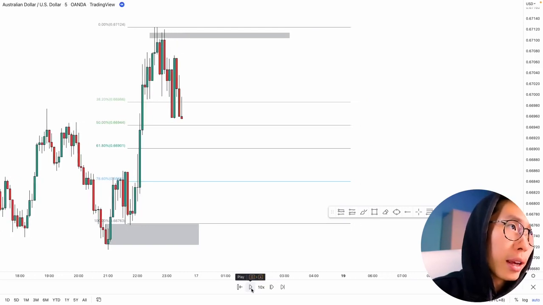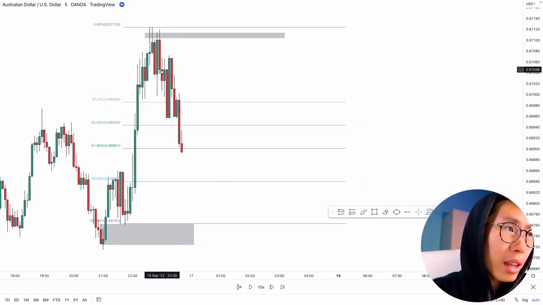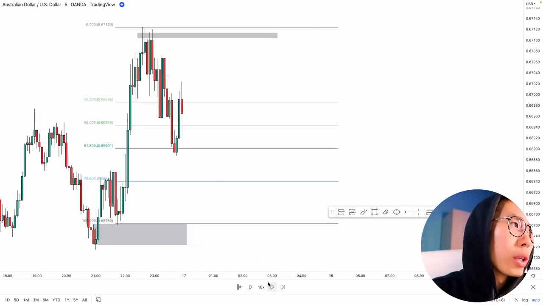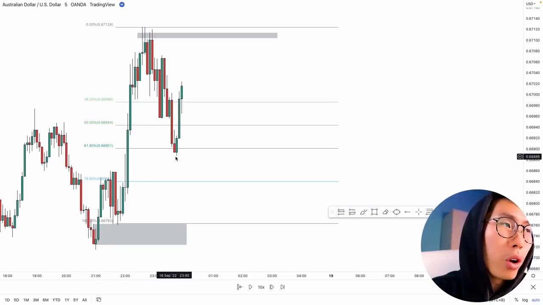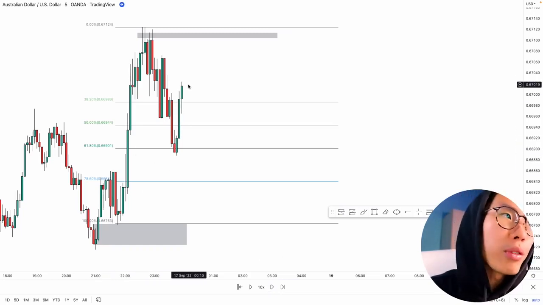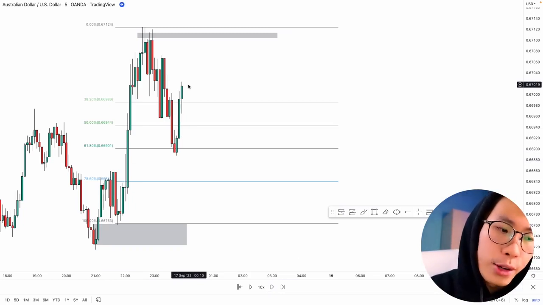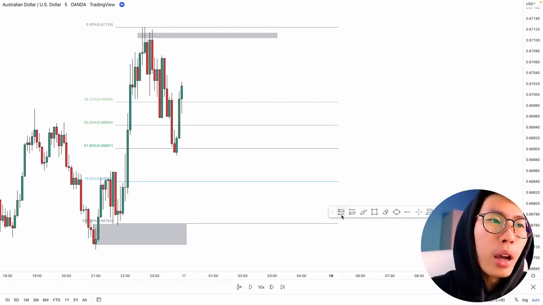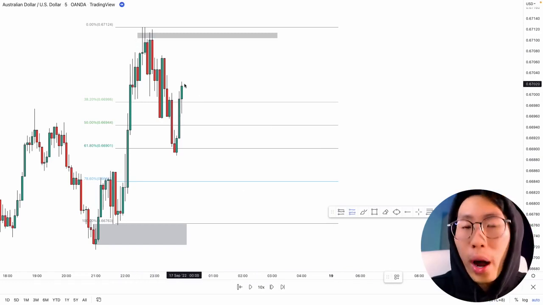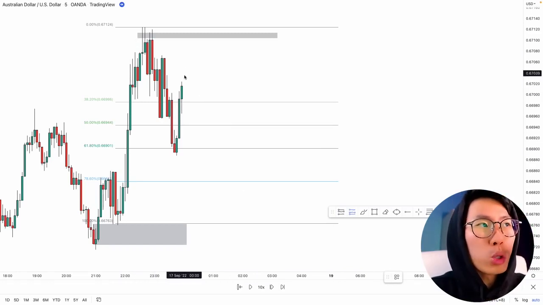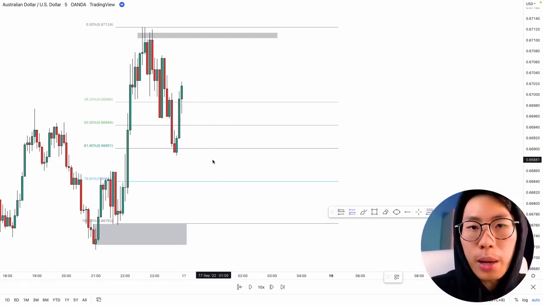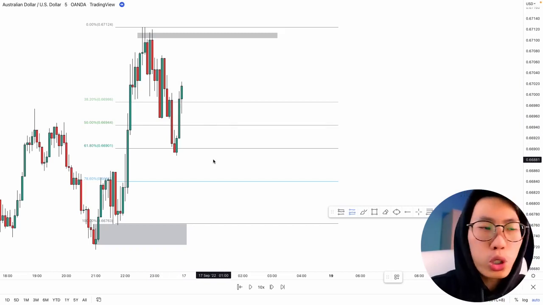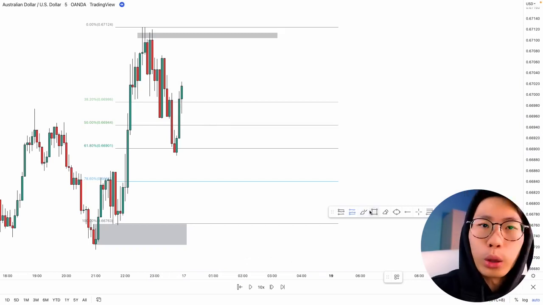You can see price is heading back down, and it came all the way down to this 61.8 level before it starts retracing right here. At this point of time, I'm not going to be entering because I know that most of the time when you are using Fibonacci, you cannot enter when price just bounces off one time. You need to wait for price to come back down and retest this same area, which makes it a more solid area before getting into the trade.